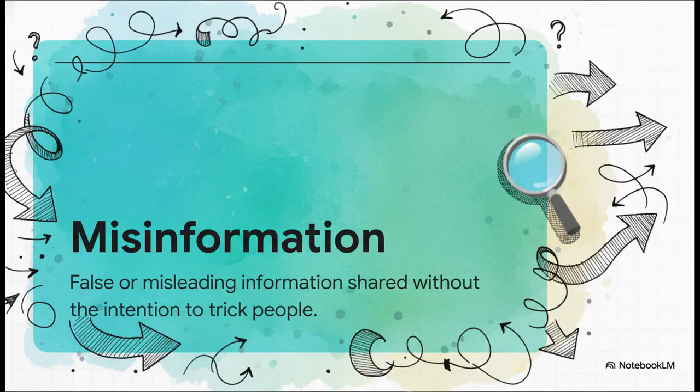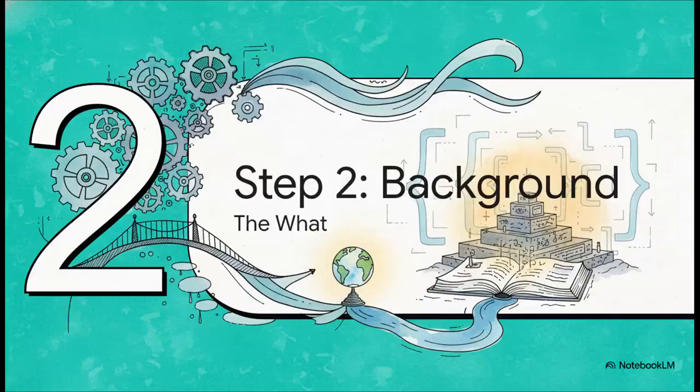Or, try kicking things off with a striking definition. For instance, defining misinformation as false or misleading information shared without the intention to trick people. Doing that in your very first sentence instantly grounds your reader. It clears up any confusion, like the difference between misinformation and disinformation, and it establishes you as the authority right out of the gate.